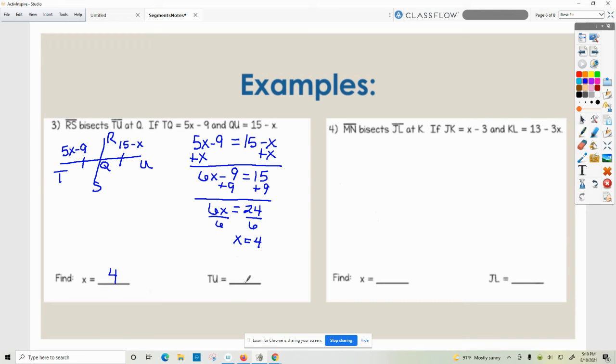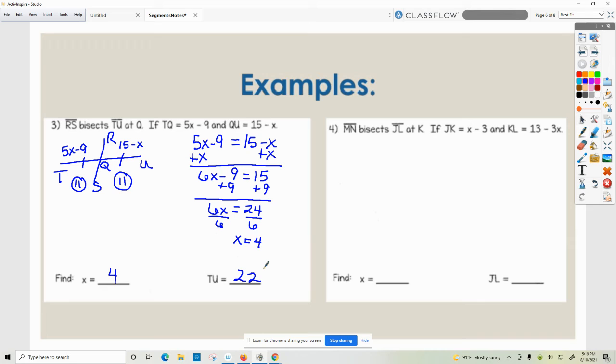Now I need to find the length of T to U. So that means I need to come up here and plug in to find out how long this is. So 5 times 4 is 20 minus 9 is going to give me a length of 11 right there. And then if I do 15 minus 4 up here, I'm going to get a length of 11. So the length of T to U is 11 plus 11, which is going to give me a length of 22 for that little segment.